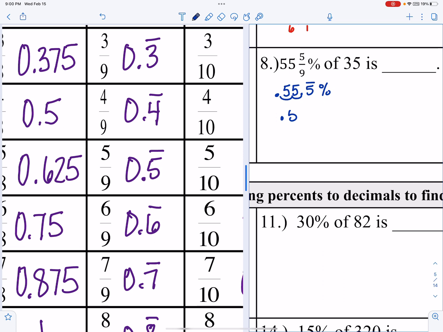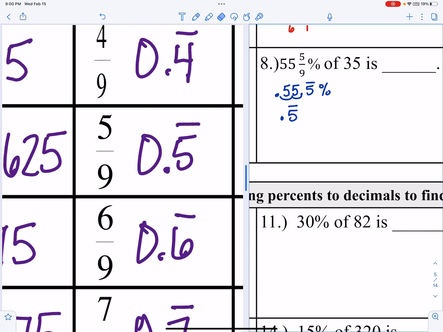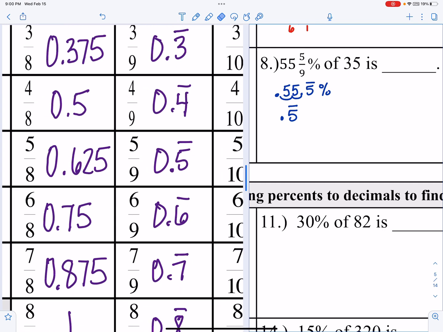So we have 0.5, but we have all those 5s, and we know that the 5s are repeating, so we just have 0.5 repeating. Well, look back at there. 0.5 repeating is 5/9. Okay, so the fraction form for this is 5/9. And so our question is, what is 5/9 of 35?